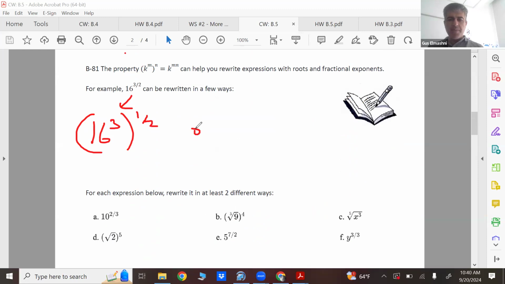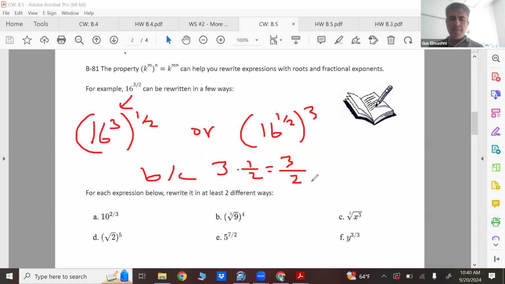It means this, or it means this. That's because... okay. So let's simmer on this a little bit. 3 halves is your exponent. What two numbers multiplied together give 3 halves? What whole number and fraction multiplied give 3 halves?